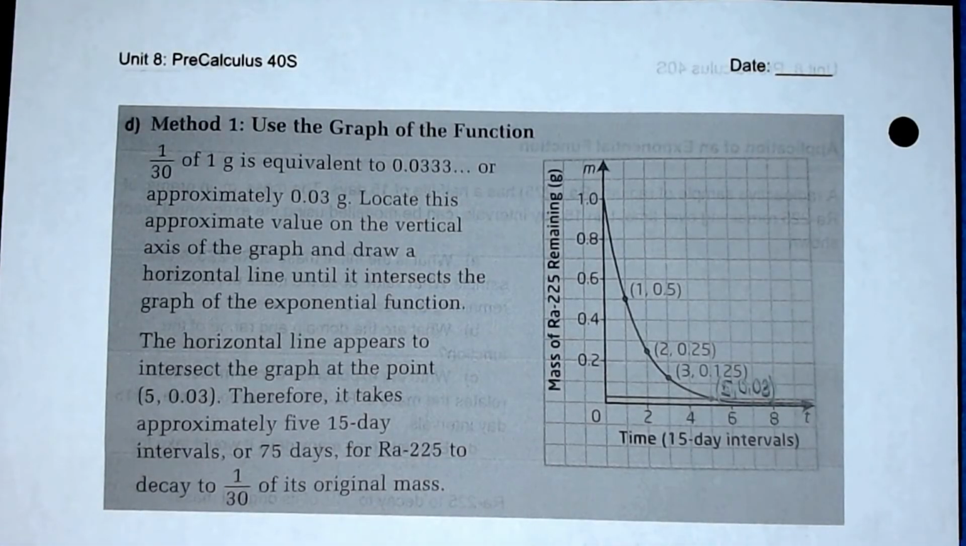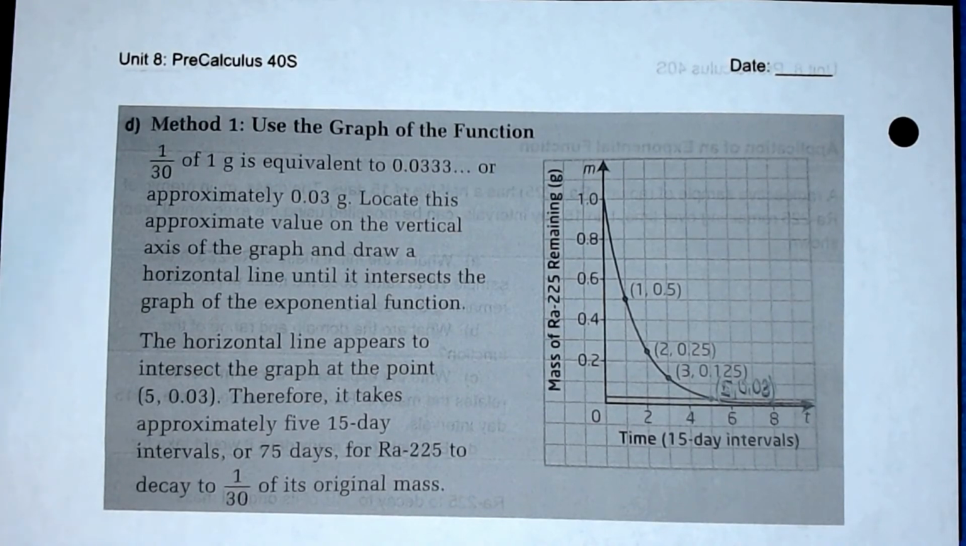Part D is estimate how long it will take to decay the sample to 1/30th of its original weight. So you can just estimate 1 gram divided by 30 would give you 0.0333 repeating grams, or 0.03 grams. So you can just keep going along.